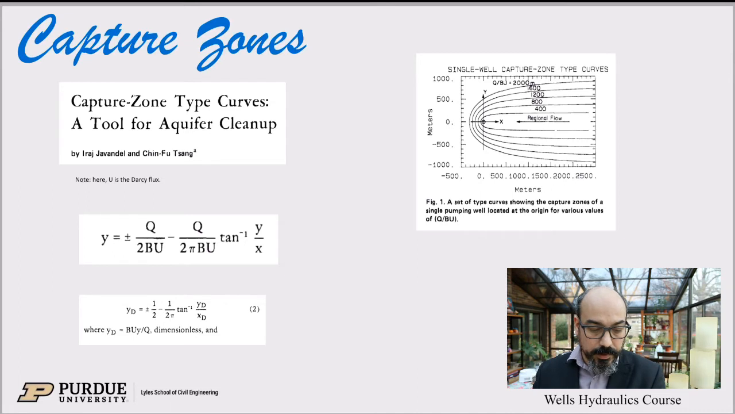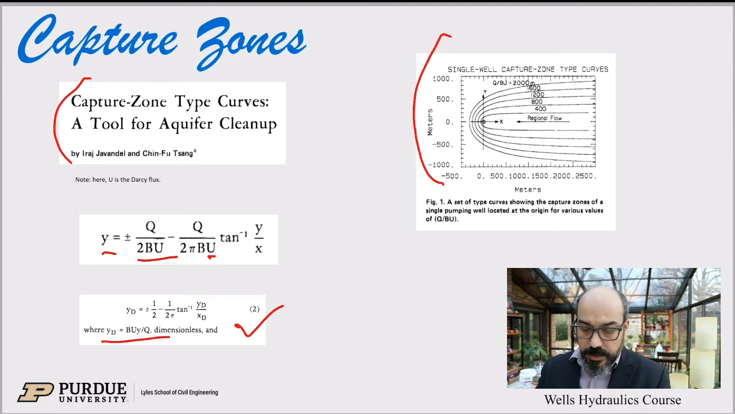So this is just an example, and again you can find this paper online and use examples, but we'll run through a quick example here. Essentially it's the same as before. Y is a function of Q over BU. U is the Darcy velocity. B is the depth or the thickness of the aquifer. So Y_D equals BUY over Q, and then here is the illustration of this.